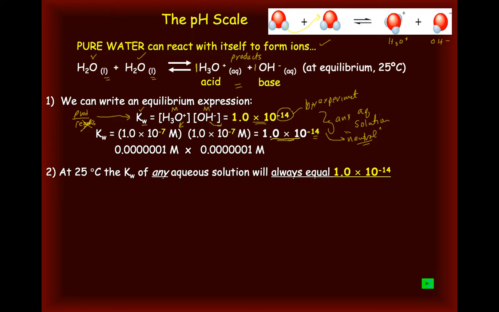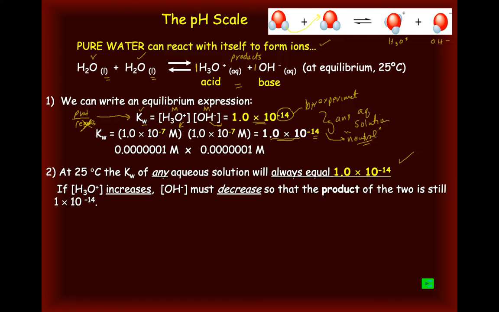All right. So a couple of little things in summary as we begin to develop this: at 25 Celsius, the Kw, this number, is always equal to 1 times 10 to the minus 14th. And something really interesting that you also have to know is that if you change the acid or the base, you change the other one. So if you change the amount of acid, then you change the amount of base.